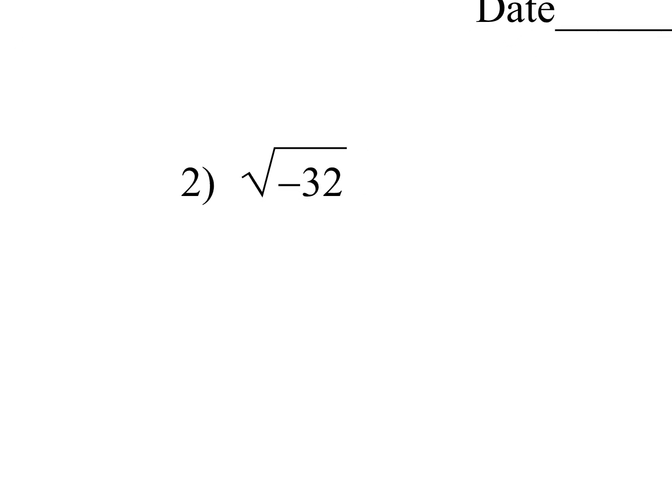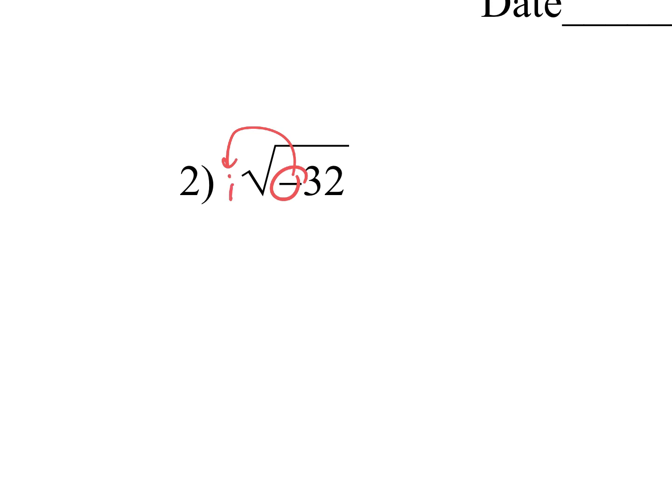All right, Leah, number 2. What should I do first? Get the negative and make it an i. And then what are factors of 32? 8 and 4. And factors of 8? 4 and 2. And factors of 4? 2 and 2. So 2 and 2 and 2.